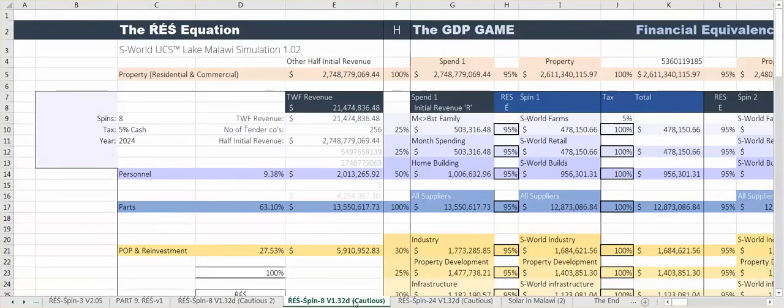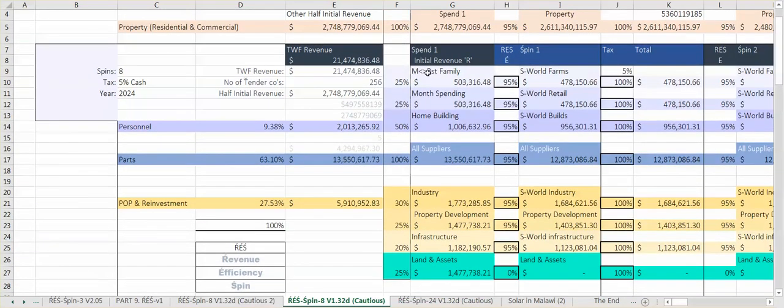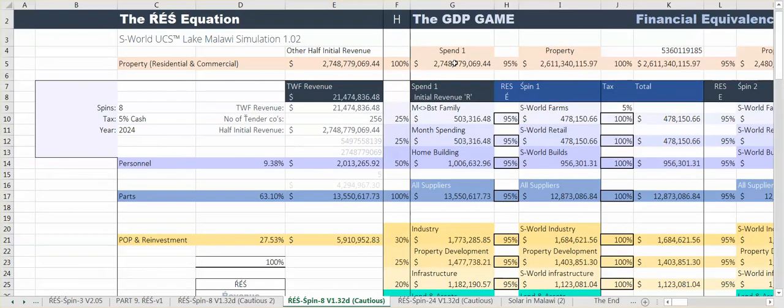Okay, we're missing a spreadsheet. Let me just try so you can see it quickly. Spend one, that's the initial amount spending. So I think we started with that times two, so that would have been 5.4 billion. That was the starting money. I can't remember how I worked that out, but you need a starting position.